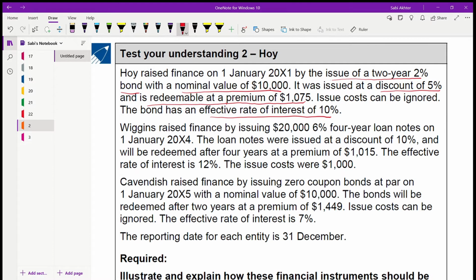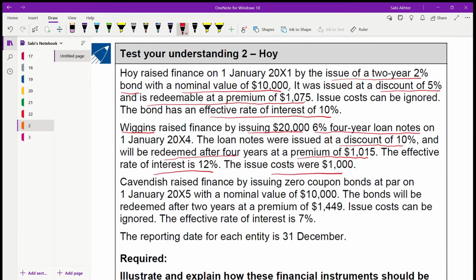Wiggins raised finance. Okay, this is another company. He raised finance by issuing 20,000 6% 4-year loan notes on 1st of January 2004. The loan notes were issued at a discount of 10%. Redeemed after 4 years at a premium of this one. Effective rate of interest is 12%. Here they have given you the issue cost.